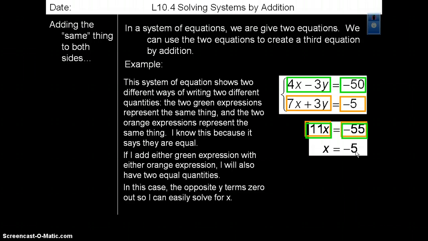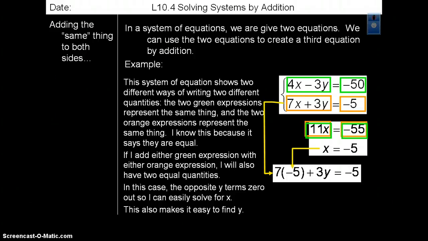If we wanted to take this a step further and not just find out what x equals, but actually find the solution to the system, we can easily substitute, just using the second equation here. I chose the second equation because it didn't have the subtraction.